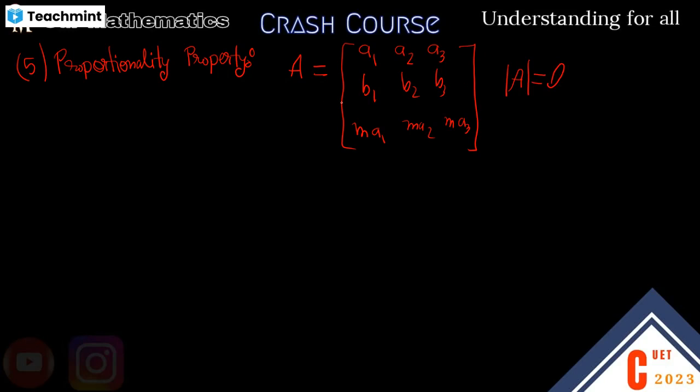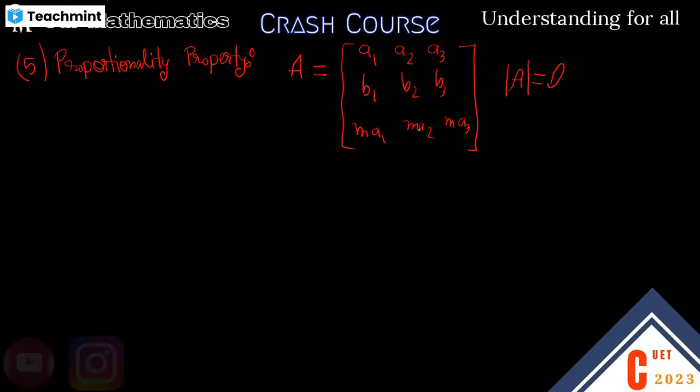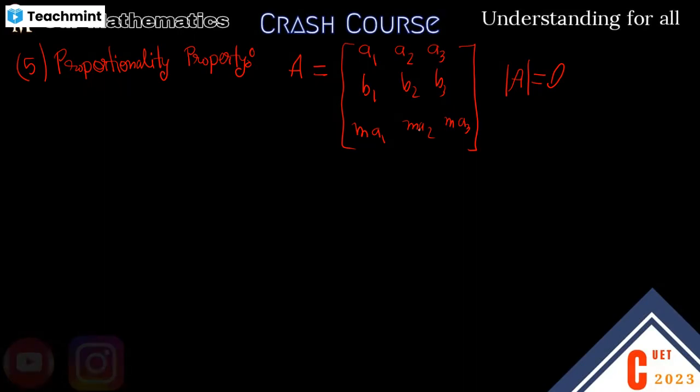Property says if all elements of a row or column are proportional, it is identical or proportional, it is some constant multiplying all of the elements. If all elements of a row are proportional to the elements of some other row, or if all elements of a column are proportional to the elements of some other column, then the determinant is 0. Okay.